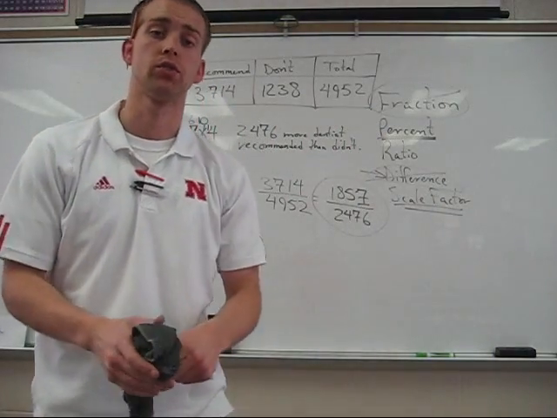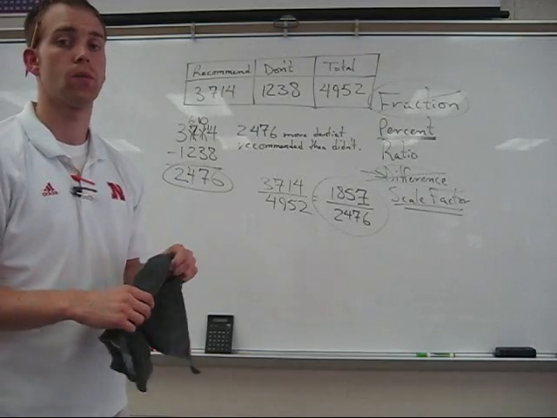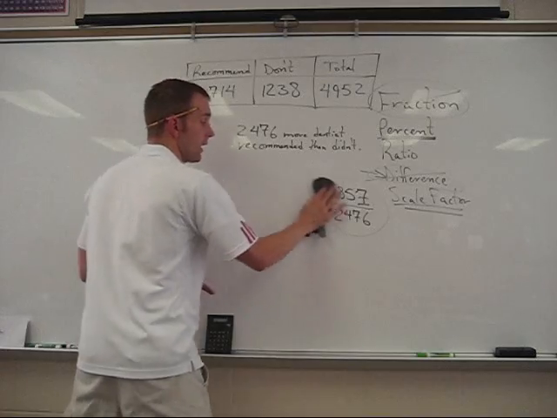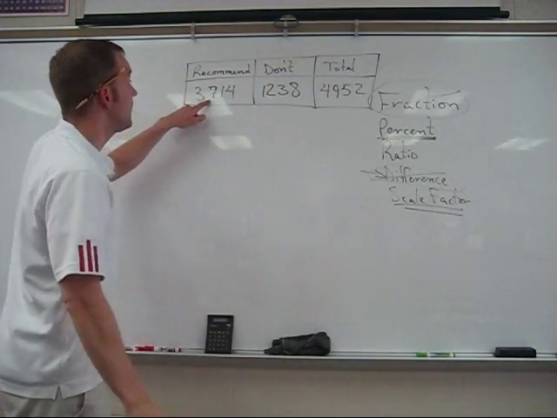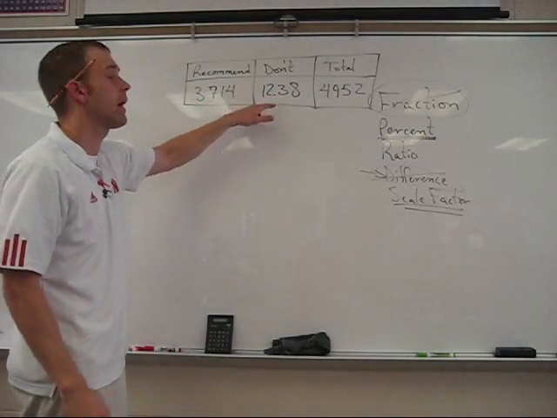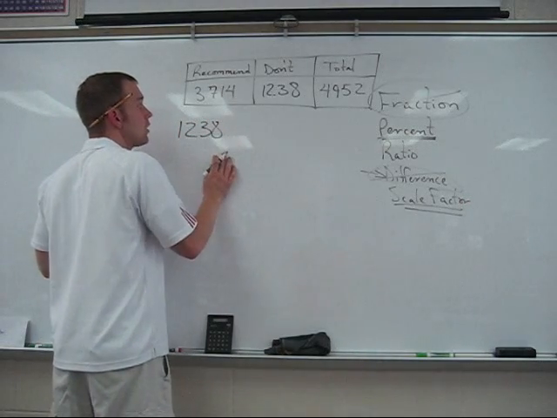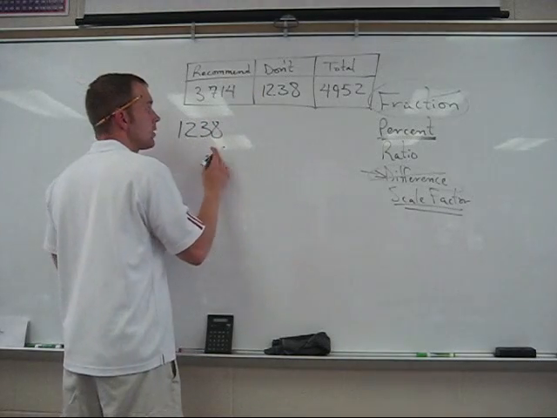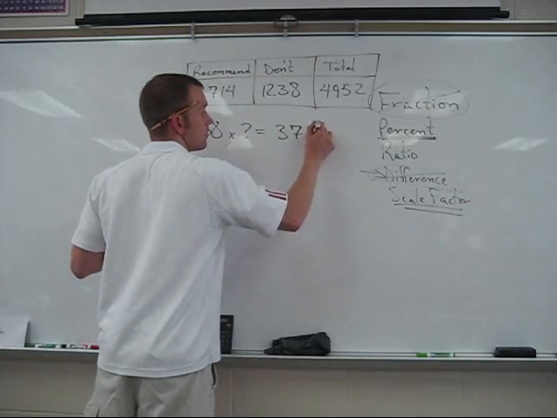Remember, we're trying to sell the audience on buying our gum. We want to show that more dentists recommended than those that did not. So what we could do is actually tell the audience how many times bigger the group of recommendations was than non-recommendations. If we're going to use a scale factor, I want to know how many times bigger this is than this. In other words, what can we take 1,238 times in order to get 3,714?